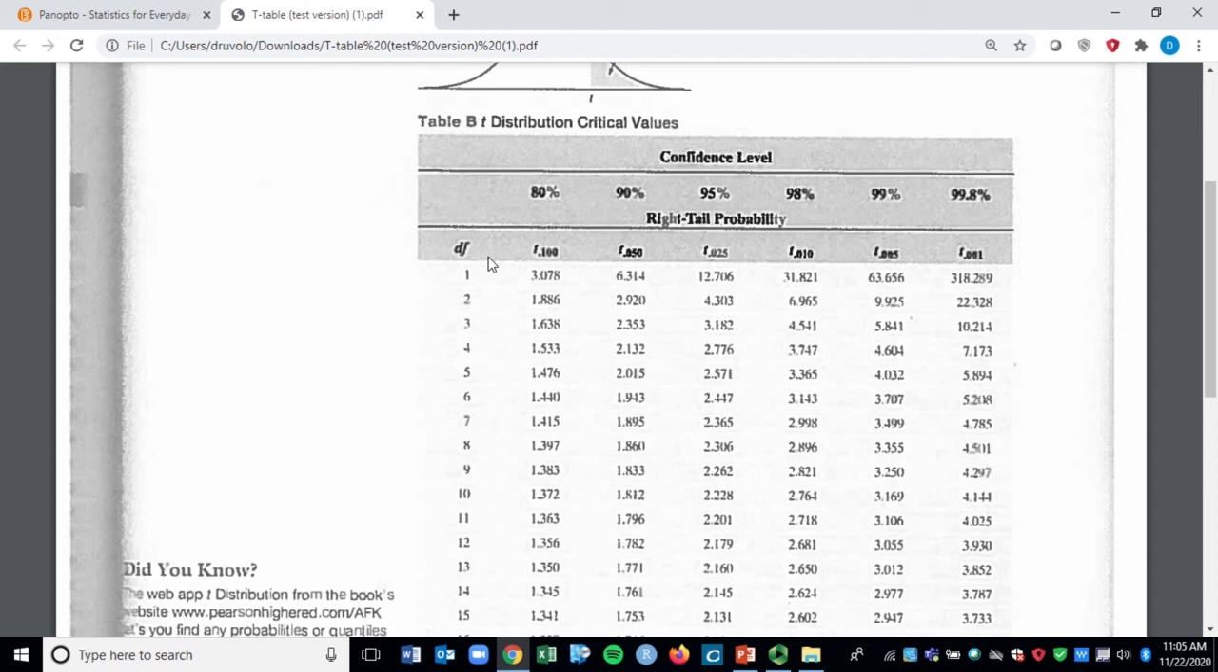So for instance, let's say that you had 11 for a sample size. That means our degrees of freedom is 10. Let's say that we're creating a 95% confidence interval. Then we would put down a critical value for t as 2.228. Simple as that.